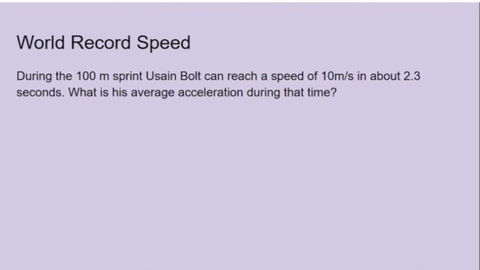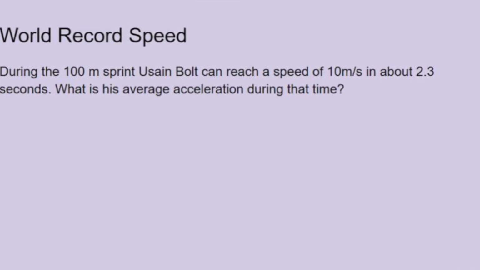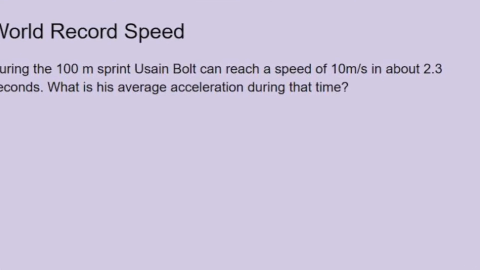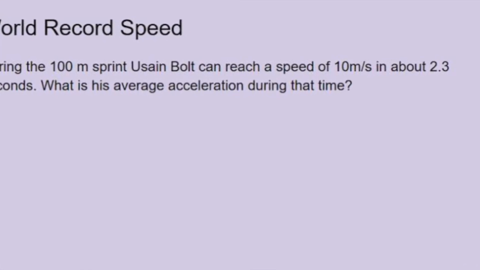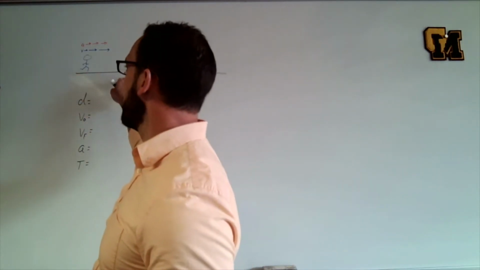During the 100-meter sprint, Usain Bolt can reach a speed of 10 meters per second in about 2.3 seconds. So what is his average acceleration during that time? We have a picture up here. He's going to be running to the right.